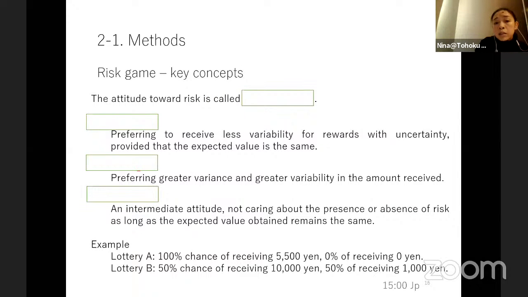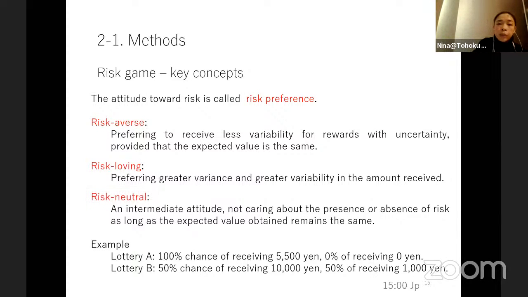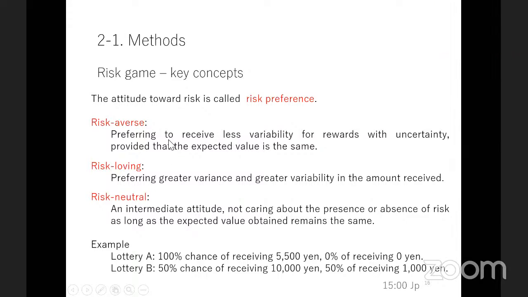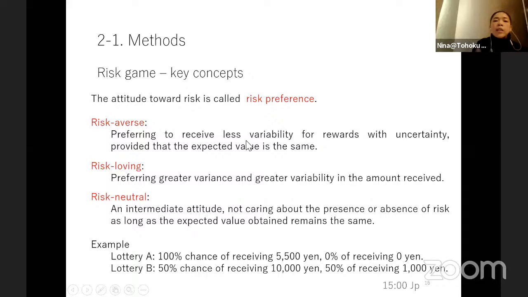So about risk, there are some key concepts I want to introduce. The attitude toward risk is called risk preference. And maybe you have already learned in microeconomics these words: risk averse, risk loving, risk neutral. Just a recap now. Risk averse is the attitude preferring to receive less variability, less variance, stable rewards with less uncertainty, provided that the expected value is the same. Risk loving is the opposite. They like gambling, preferring greater variance, big differences and greater variability in the amount received. And risk neutral is in the middle.